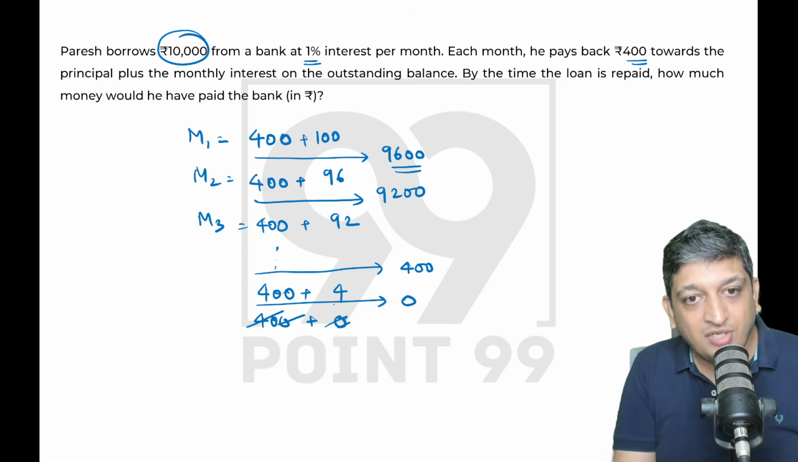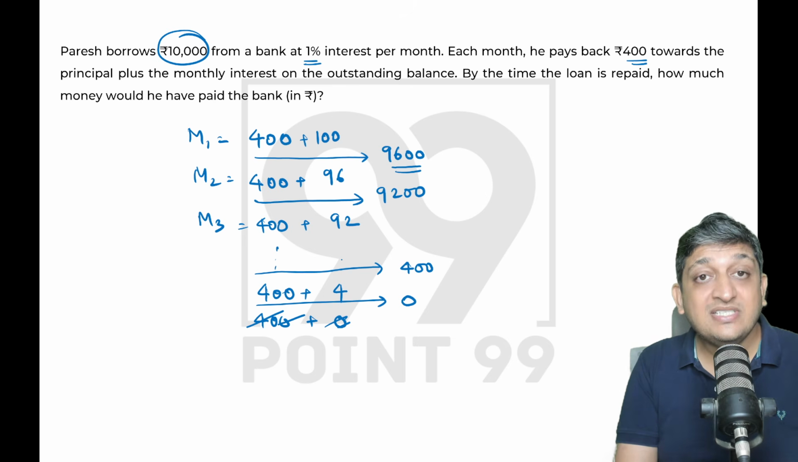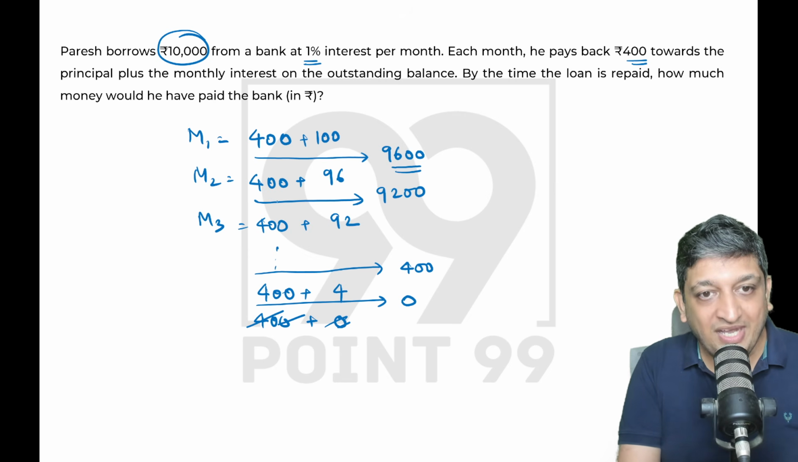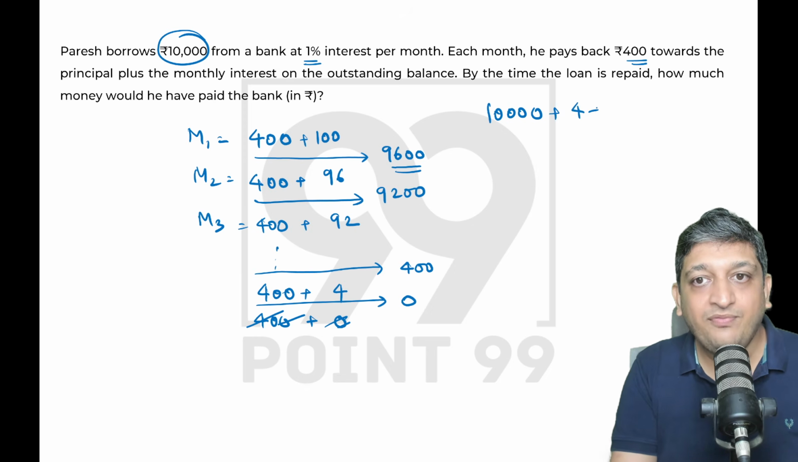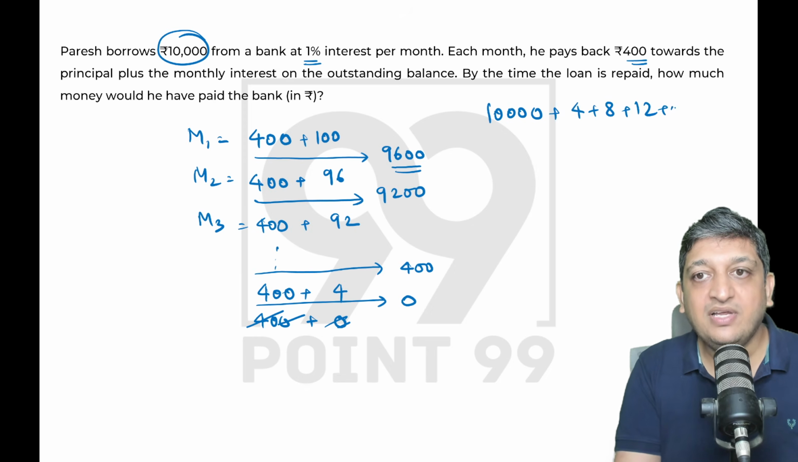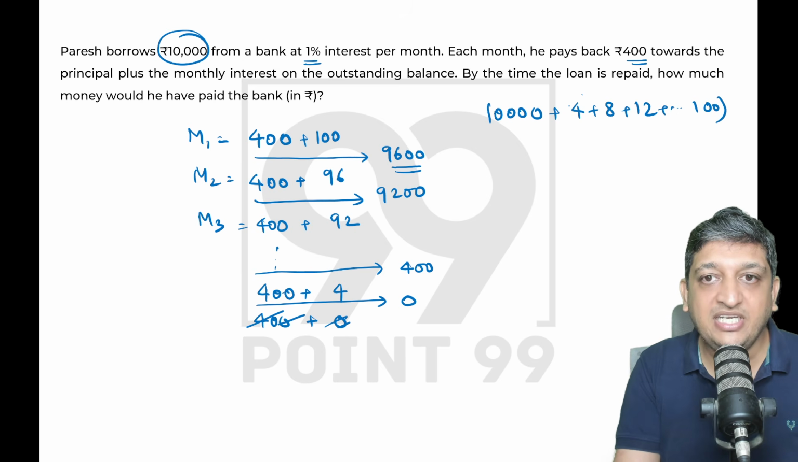So you have 4, 8, 12, 16 till 100. So we have 25 terms here. So we have 25 installments. So he would have paid 400 into 25, that is 10,000 that he owed the bank, plus he would have paid 4 plus 8 plus 12 and so on and so forth till the time he reached 100.